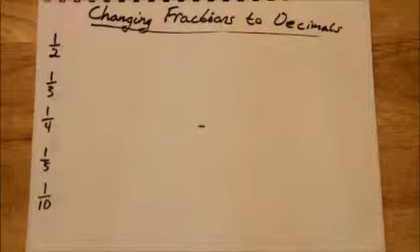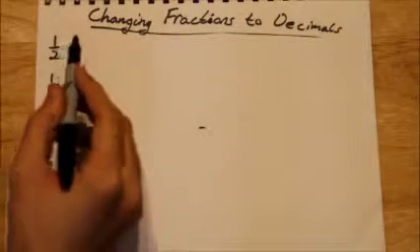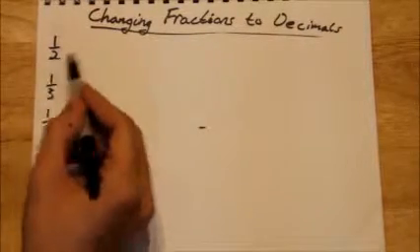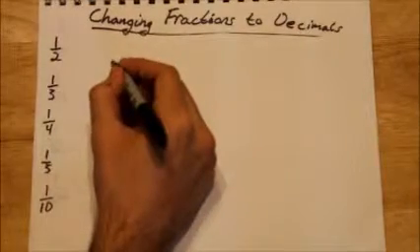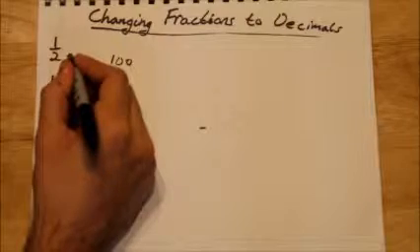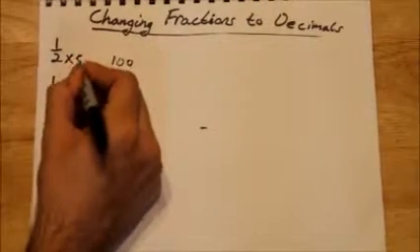Today we're going to work on changing fractions to decimals, but before we can do that, we need to be able to change our fractions of 1/2 to have a denominator not of 2 but of 100. So we need to ask ourselves, 2 times what equals 100? Or what is half of 100? Well, half of 100 is 50.